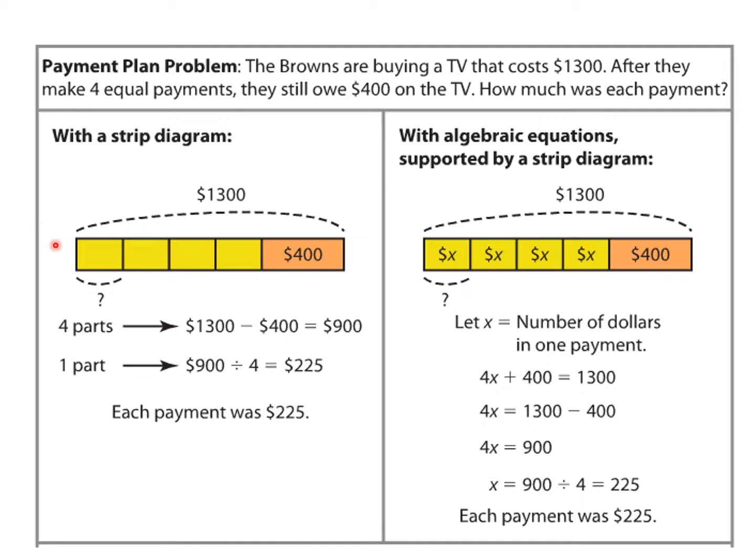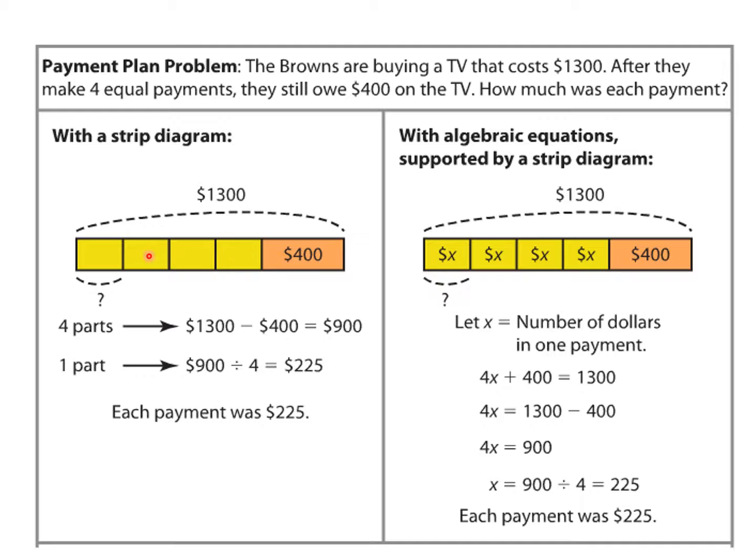We're going to start off with just this long bar that we call a strip, and we're going to label that long bar $1,300. So there's the total cost of the TV. And then we're going to cut off one chunk at the end, or one piece, or one part, whatever you want to call it, and label that $400. That's the $400 that they still owe. And then the remaining bit of the strip is what we've already paid. So we're going to break that part up into 4 equal pieces.